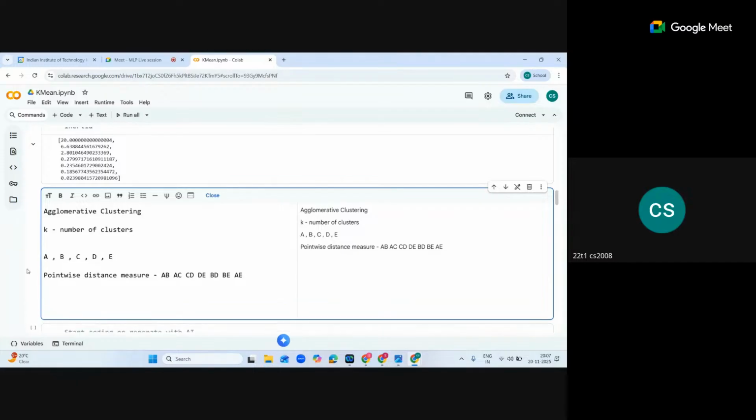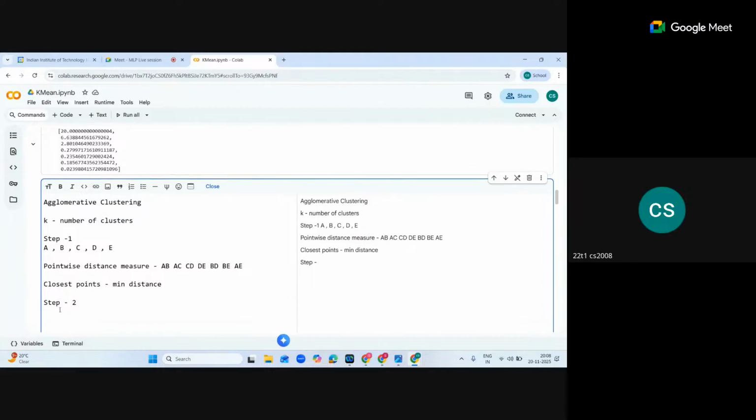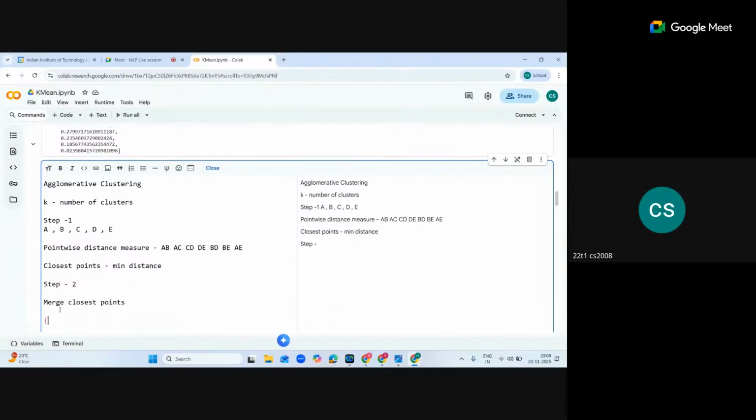So what do I mean by closest points? Closest points are nothing but minimum distance. Okay, that means let's assume AB is the closest, like the distance between A and B is the least. So let's call this step 1. In step 1, we have all the points. In step 2, we will simply merge these two, A and B, because they are close, right? So we will merge closest points. So what do we have now? We have a cluster which is AB, because we have merged them, and all the other points, C, D, and E, we'll keep them aside.